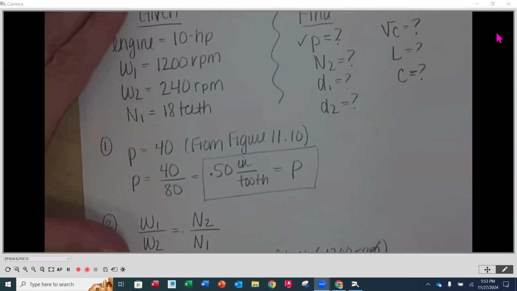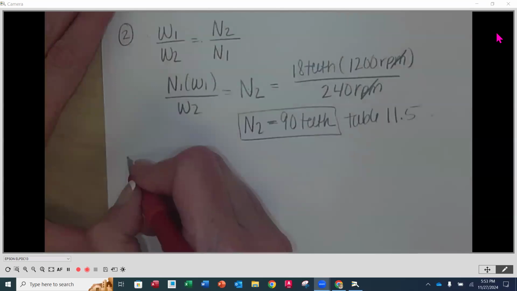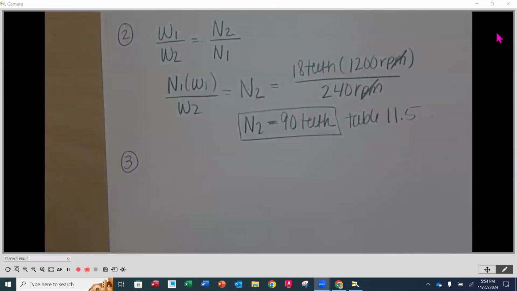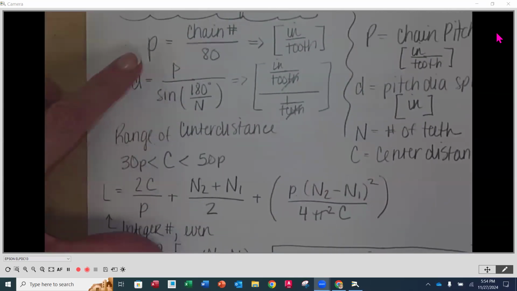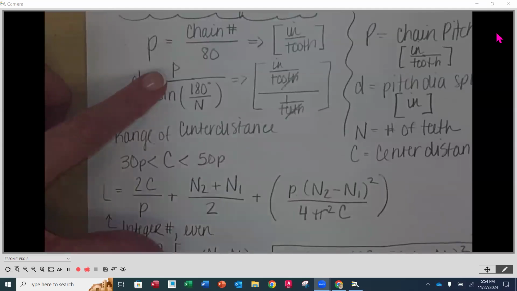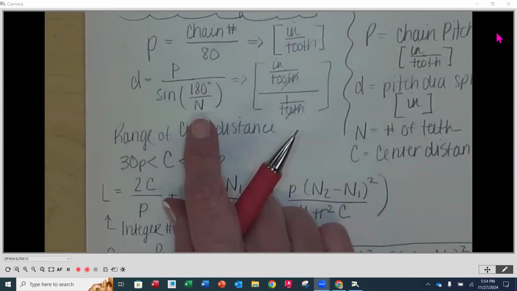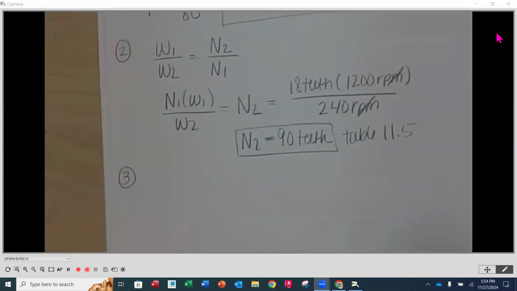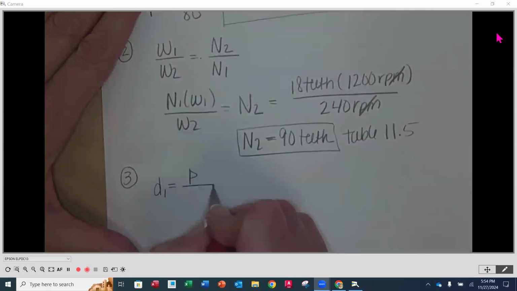So now we can go back up here and say number of teeth in 2 is done. Now we need to calculate the pitch diameters for the driver and the driven. So this is going to be number 3. And we do have an equation for the pitch diameter, and that is going to be here. So D is going to be equal to our pitch, in inches. Don't put number 40 up here. You're going to put a half inch or 0.5. And then under here is going to be the number of teeth for the corresponding sprocket. So D1, for instance, is going to be equal to P over sine of 180 degrees divided by N1.